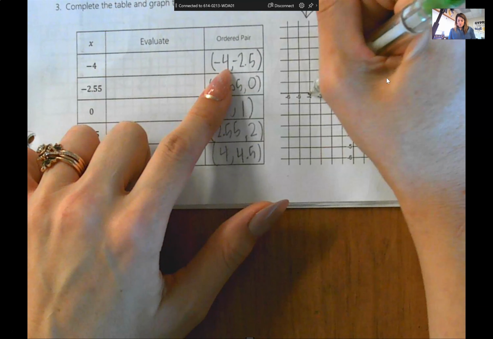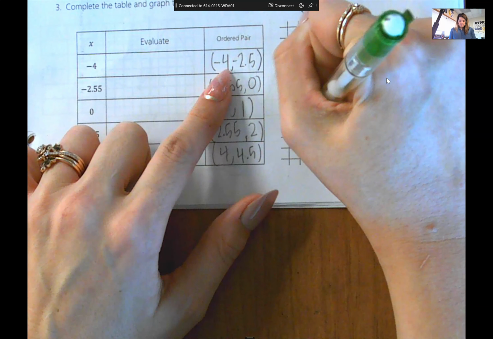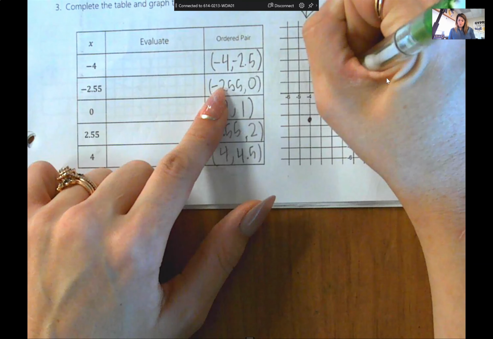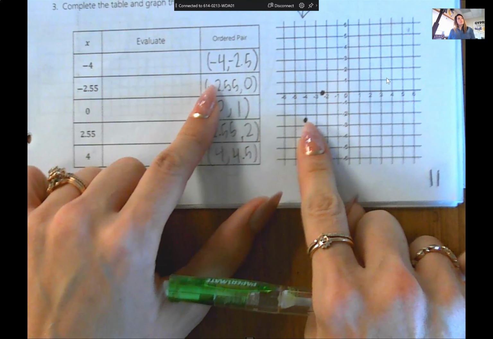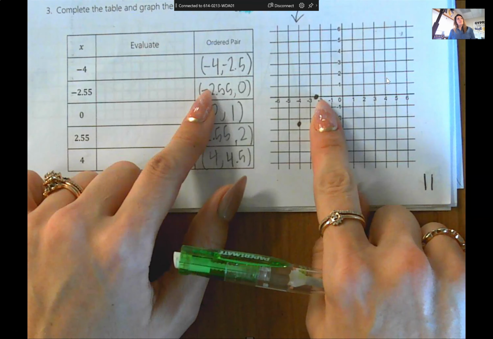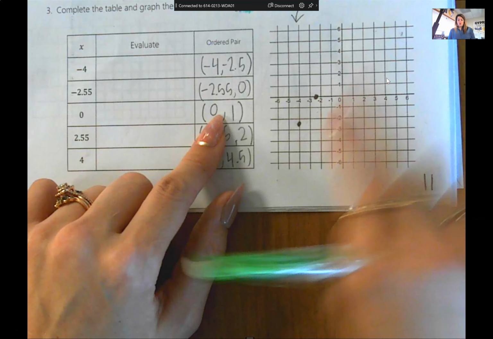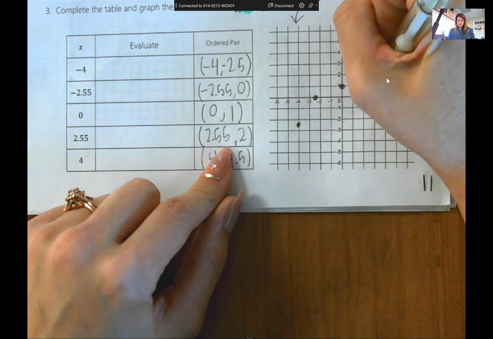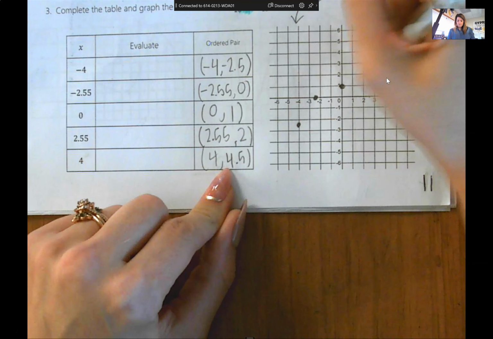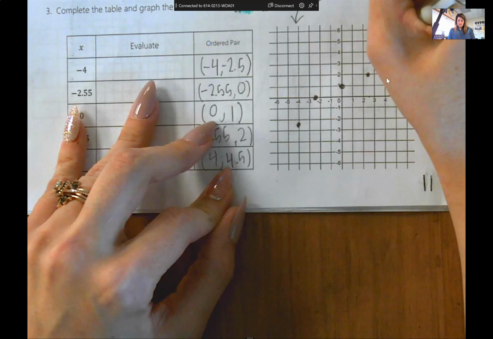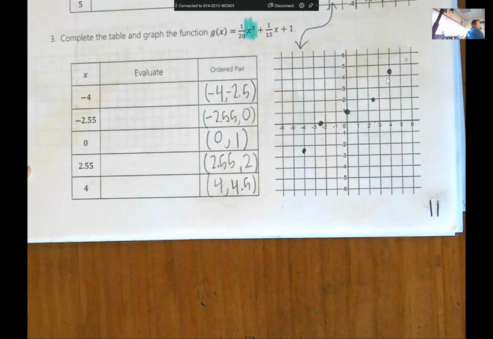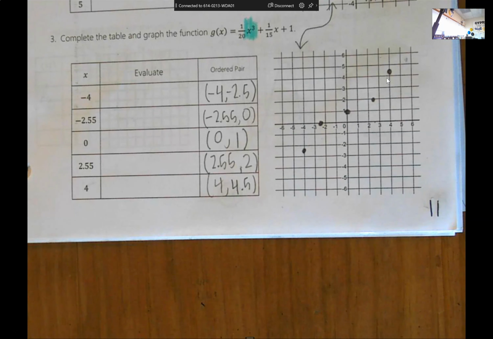Okay, now I'm going to put all those points down. I have one at -4, -2.5. I have one at -2.55 and 0. This one's 2.55 and 2. And this one's 0, 1. 4 and 4.5. So it's like kind of in a line, but not really in a line.